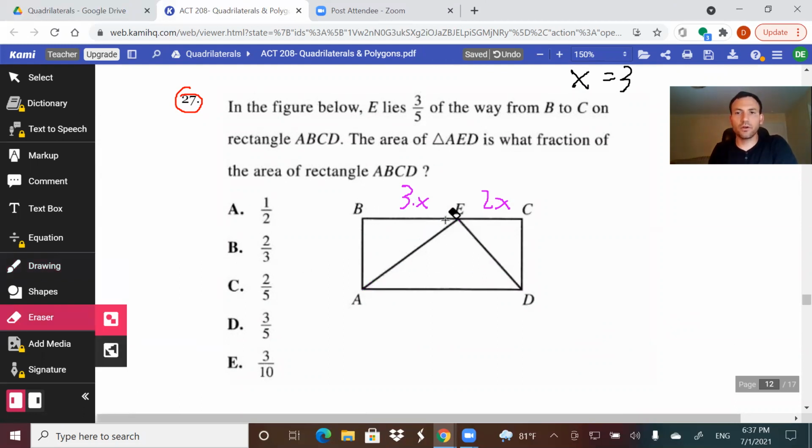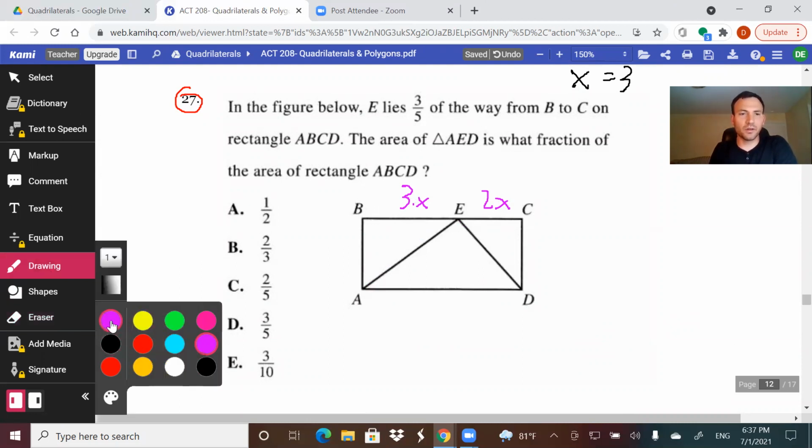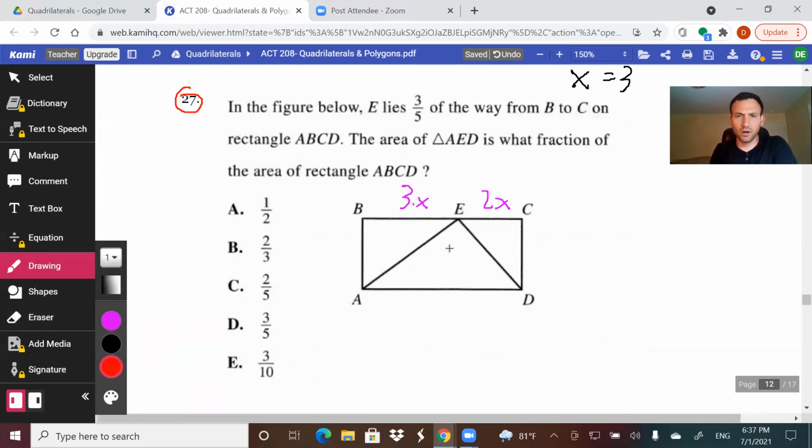If you're just using your eyes, you can kind of just estimate what you think it is. So does it look like a half? I don't know. It definitely doesn't look like 2/3. That looks too high. Does it look like 2/5? It's definitely not 3/10. So you could try to estimate it. Here's what's really cool though.